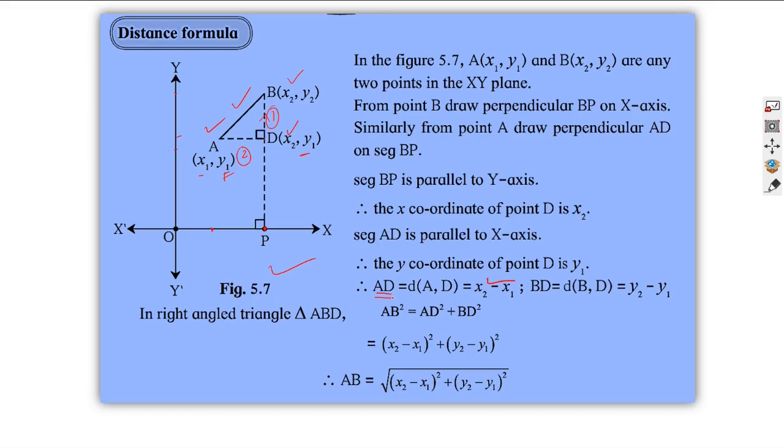As far as AD is concerned, this distance AD will be equal to x2 minus x1, and distance BD is equal to y2 minus y1.